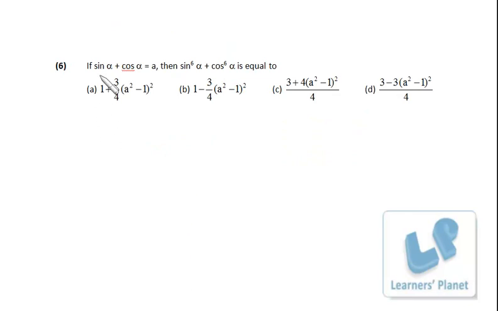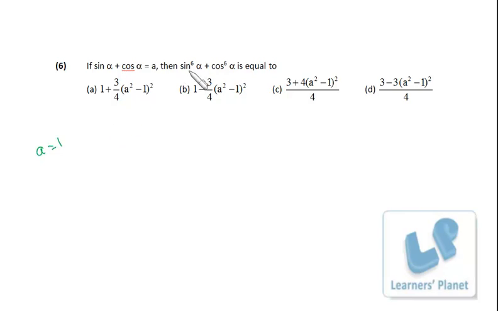Now this problem: if sin alpha plus cos alpha is a, then sin 6 alpha plus cos 6 alpha is equal to this. So to make the problem simple, what you can do is assume comfortable values of alpha, right? You have various options to assume the values, right? I just take one or two. Suppose I assume alpha to be 0. Right? So if alpha is 0, sin alpha will be 0 and cos alpha will be 1, that means a is equal to 1 if alpha is 0.